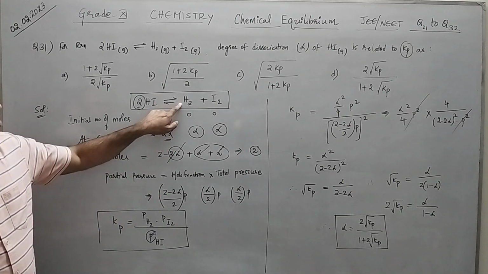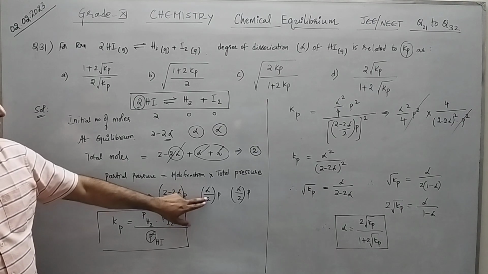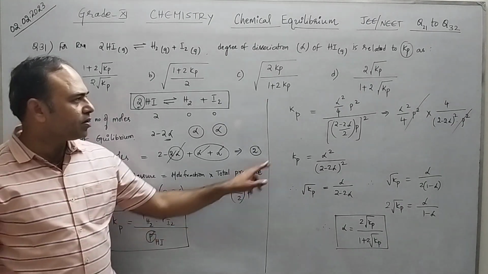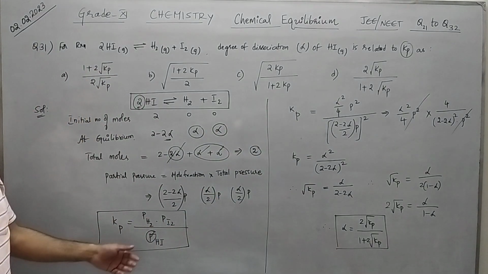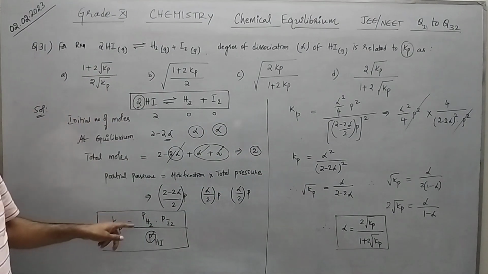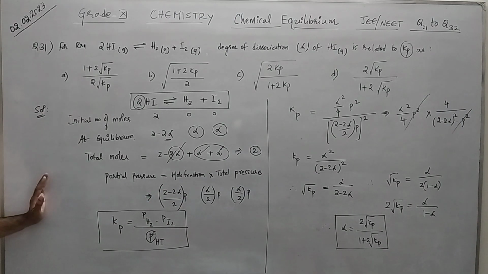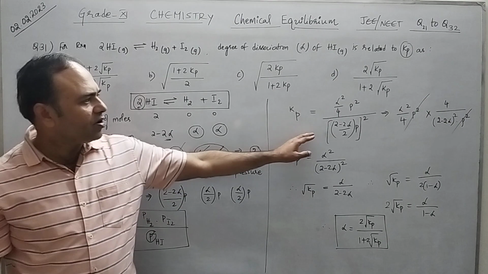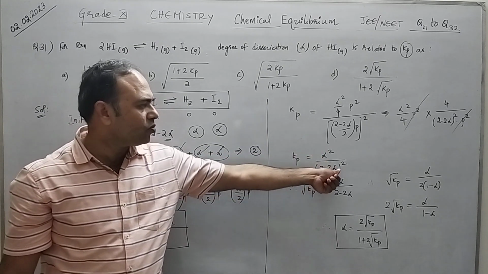So for H2 and I2, the partial pressure is alpha by 2P into this. We will get alpha squared by 4 P squared, and then for HI the partial pressure is 2 minus 2 alpha by 2 into P. Hope you are able to understand. I have solved this and substituted. So finally you get Kp is equal to alpha squared by (2 minus 2 alpha) squared.